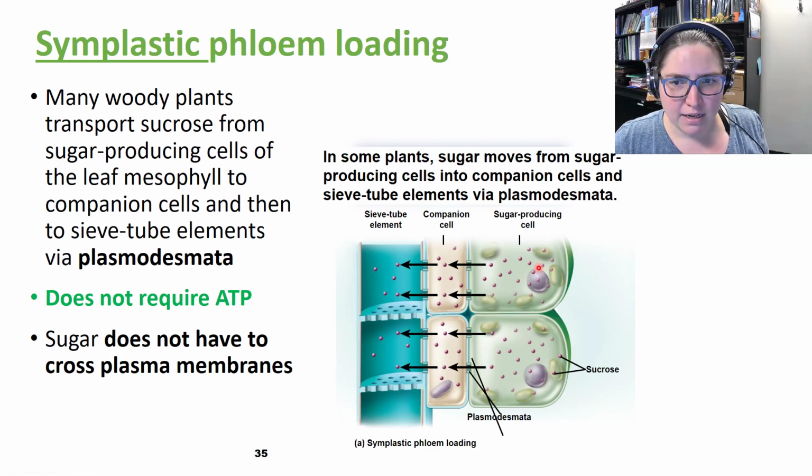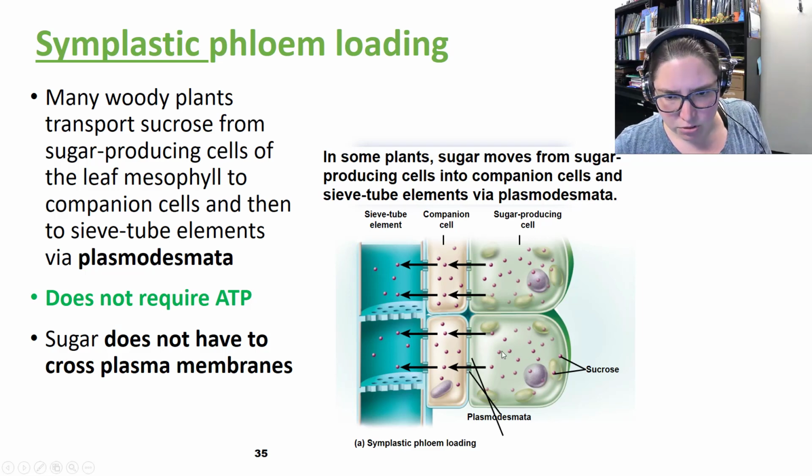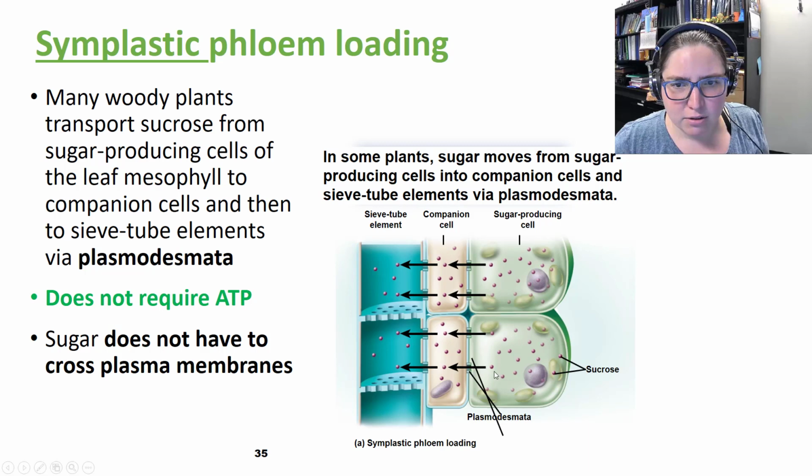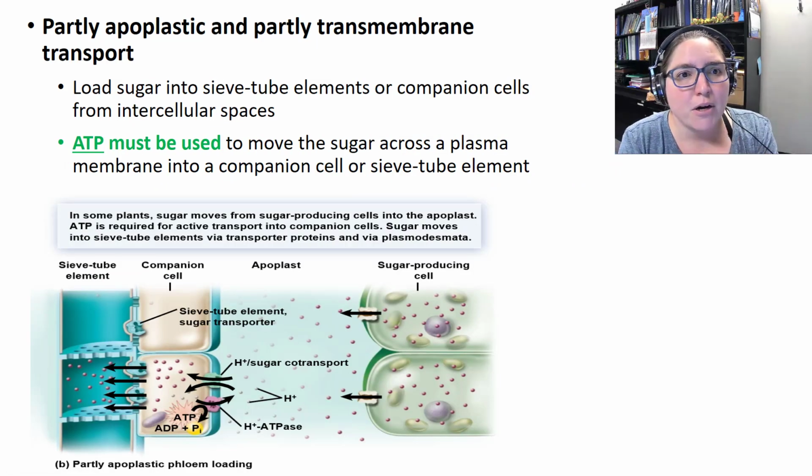So in this picture we've got a sugar producing cell with little sucrose molecules, and it's going through the plasmodesmata from the sugar producing cell to the companion cell, and then from the companion cell into the sieve tube element of the phloem. So then there's partially apoplastic and partially transmembrane transport.